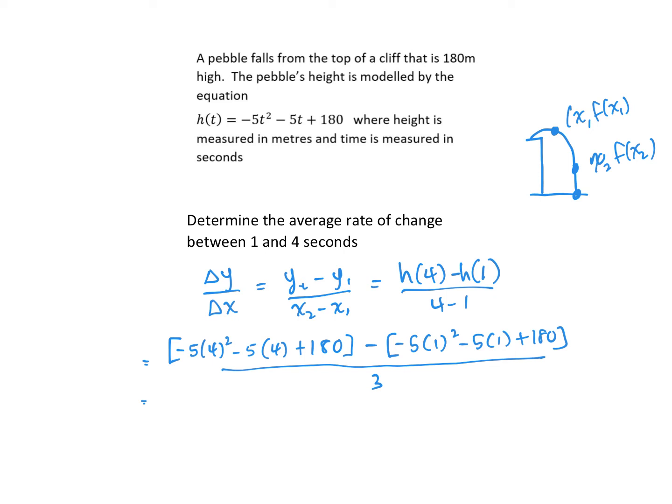So h at 4 works out to be 130. H at 1 works out to be 170, divided by 3, and then that works out to be minus 13.3. The height is measured in meters and the time is measured in seconds. So if we look at what we're measuring from 1 second to 4 seconds, I can see that the average rate of change is decreasing, it's going down, so I would expect the answer to be negative.